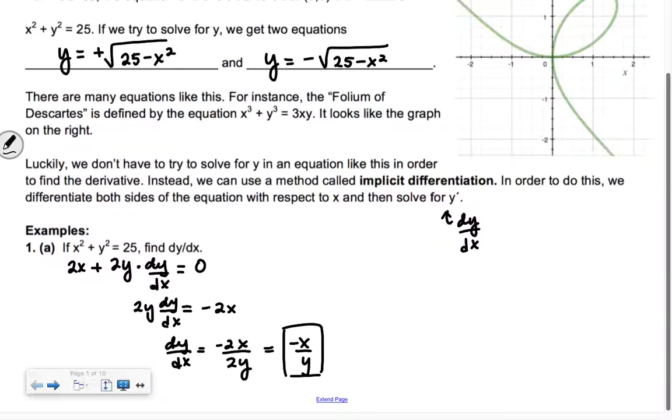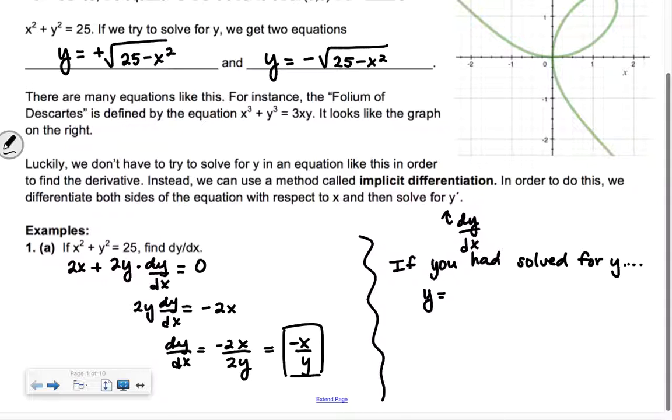So could we have done this another way? Could we have solved for y? Sure. If you had solved for y, then we'd have y equals plus or minus the square root of 25 minus x squared. We would have subtracted the x squared over and taken the square root. Do you see that? And we could treat that like the chain rule.